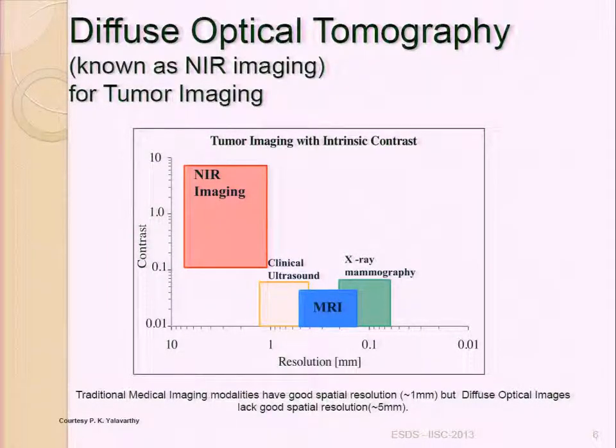Now, this graph shows the advantages and disadvantages of DOT. You can see clinical ultrasound, MRI, and mammogram show very good resolution, sub-millimeter to be precise, but DOT has about 5 mm resolution, but it has high contrast. Contrast means the diseased and the healthy tissue you can clearly distinguish, which may not be possible in the traditional imaging modality.